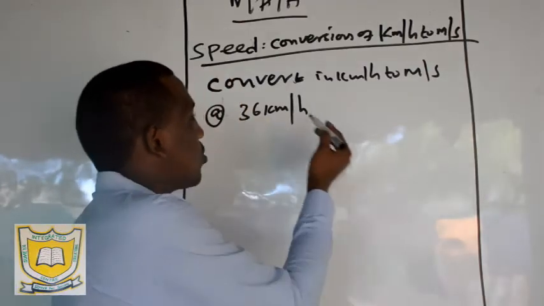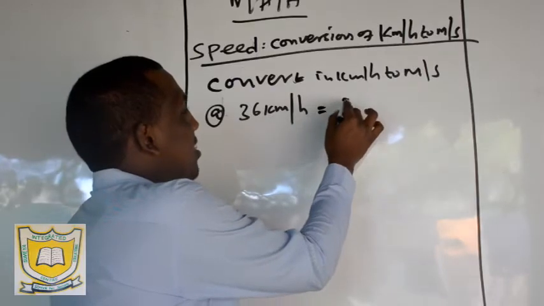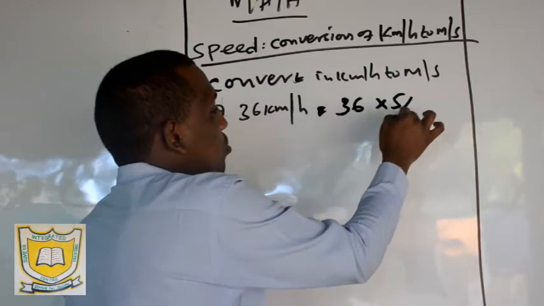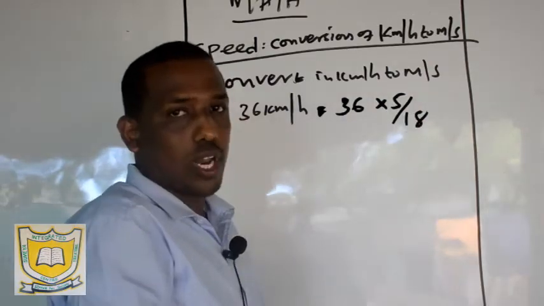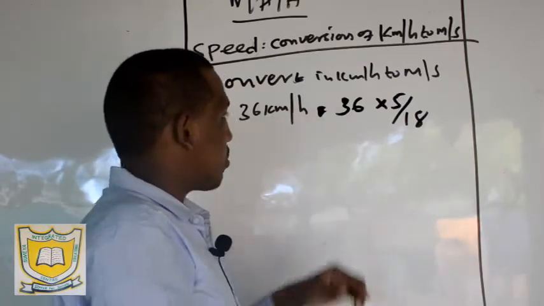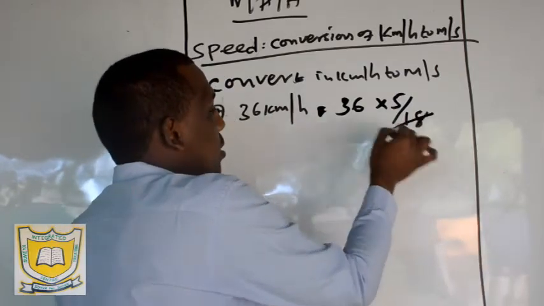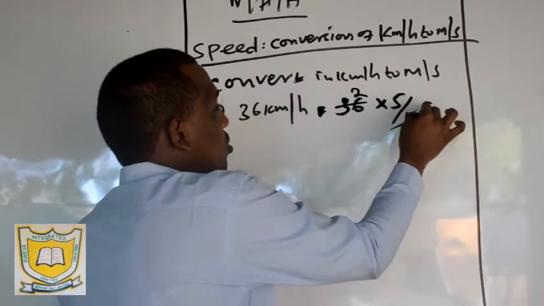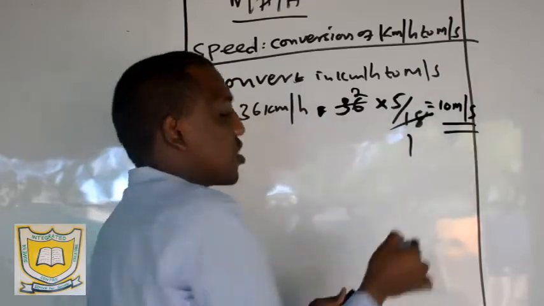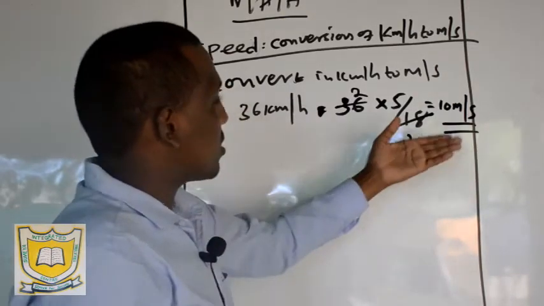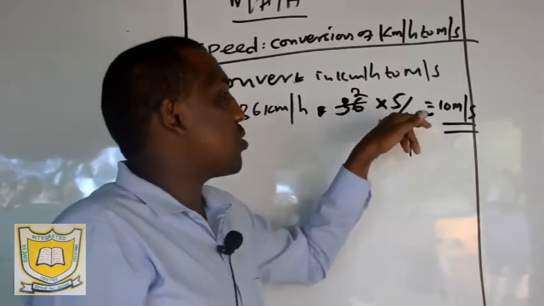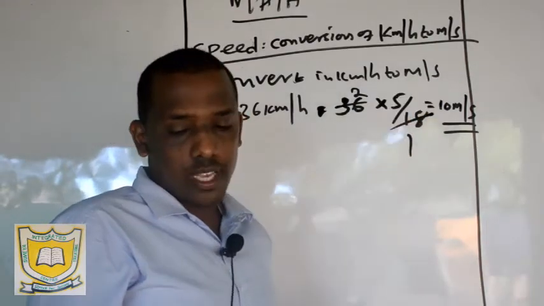So when we are changing this, we say 36 multiplied by 5 over 18. It's a formula which you need to cram. Whenever you are changing kilometer per hour to meter per second, you multiply by 5 over 18. 18 divided by 18 is 1, and 36 divided by 18 is 2, which is equal to 5 times 2, which is 10 meters per second. That's how we change in short form. Whenever you change kilometer per hour into meter per second, you multiply by 5 over 18.